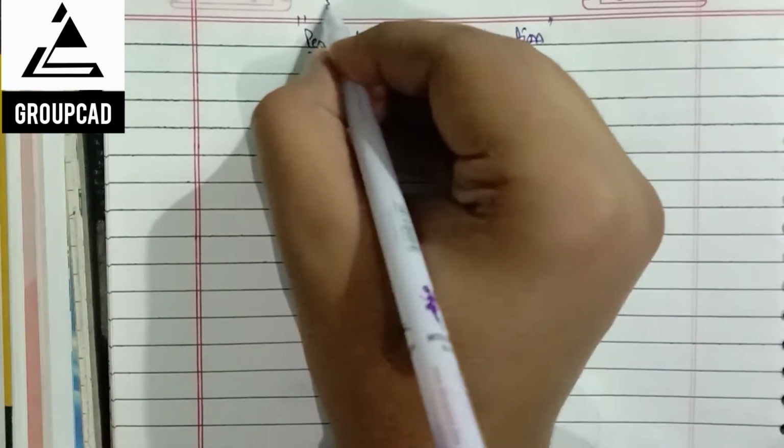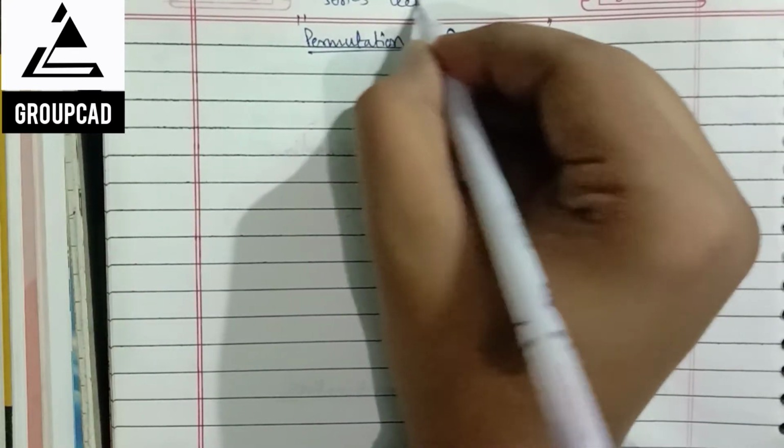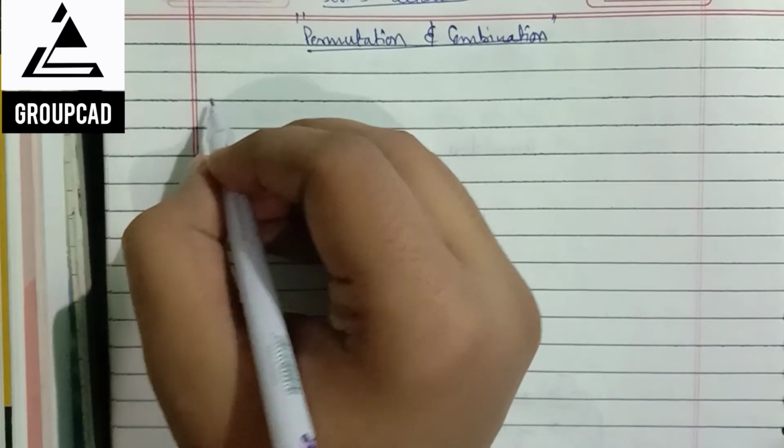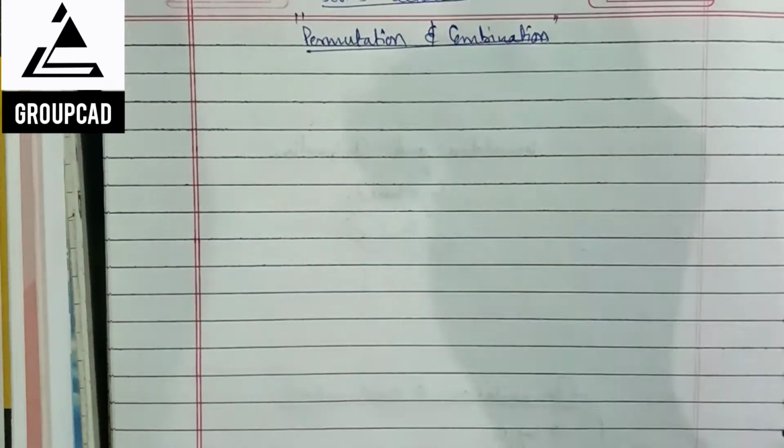And this is the series lecture 1. Permutation and combination, so we are starting it.